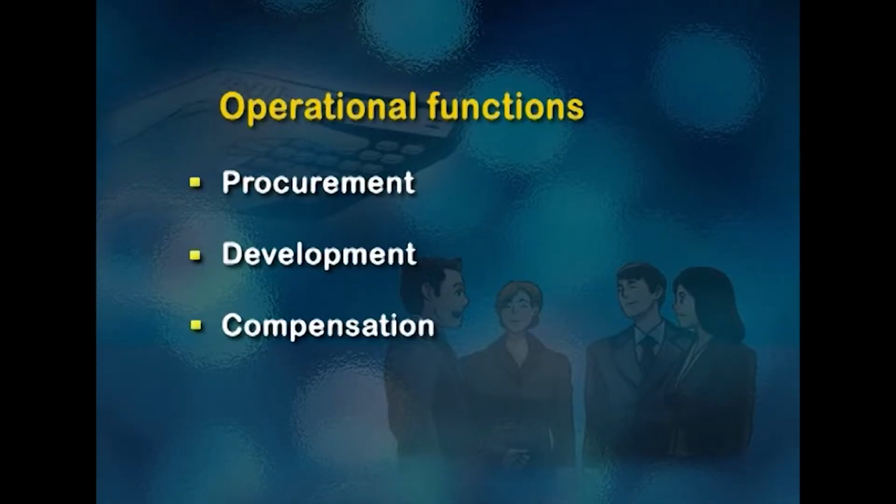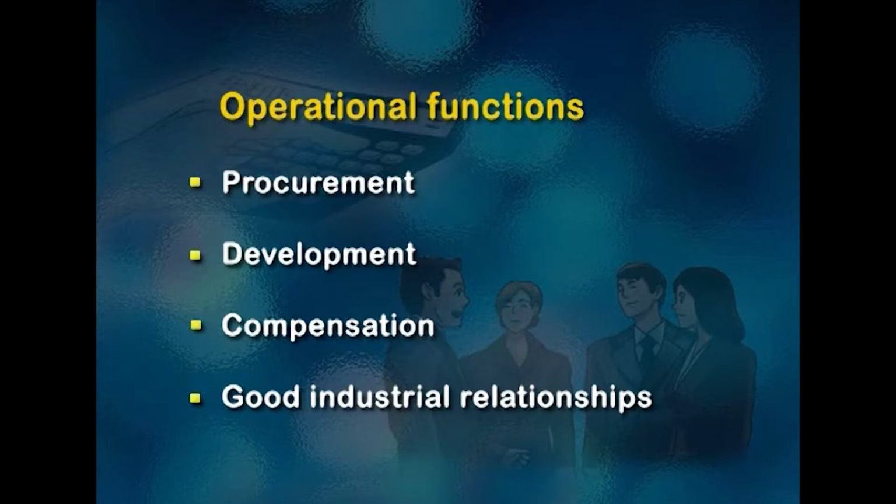Then the third one is compensation. Compensation determines adequate and equitable remuneration of personnel for their contribution to the organization's objectives. Then the fourth one is good industrial relationships. It is intended to reduce stress, promote industrial peace, provide a fair deal to workers, and establish industrial democracy.